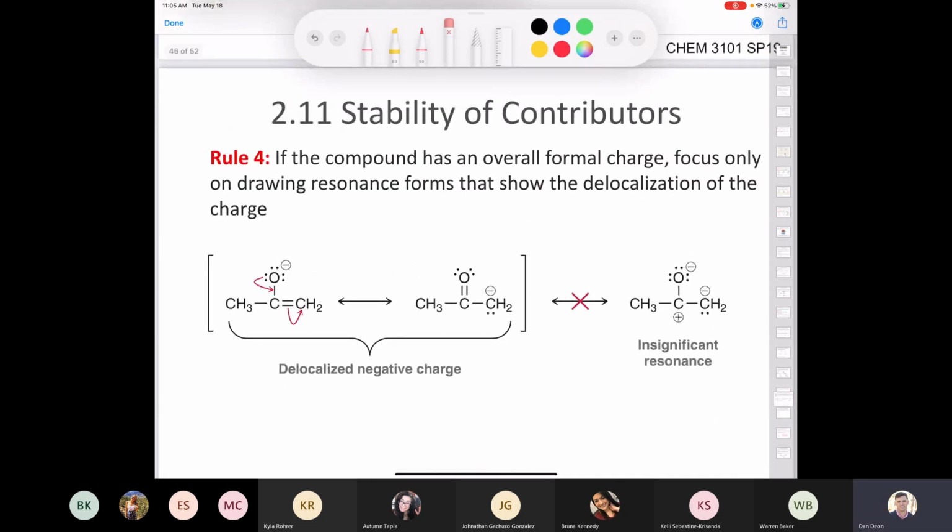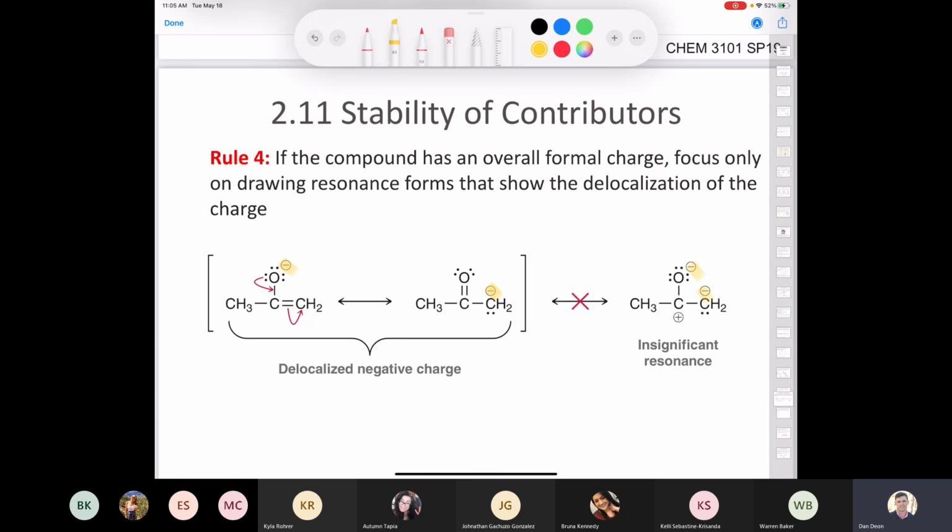Rule number 4, if a compound has an overall formal charge, focus only on drawing resonance forms that show the delocalization of that charge. Okay. Another way to put this one, I think, would be to say, we try to avoid having multiple charges that are the same. Right? Here we have a negative charge in our first structure. So that means that any resonance contributor that we draw should only have that one negative charge, right? Similarly, if we had one positive charge, any resonance contributor should only have one positive charge, right?